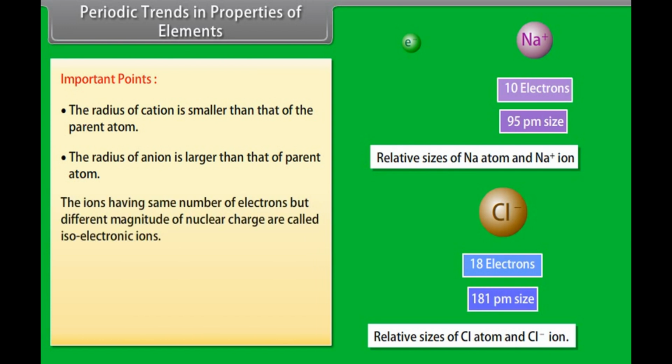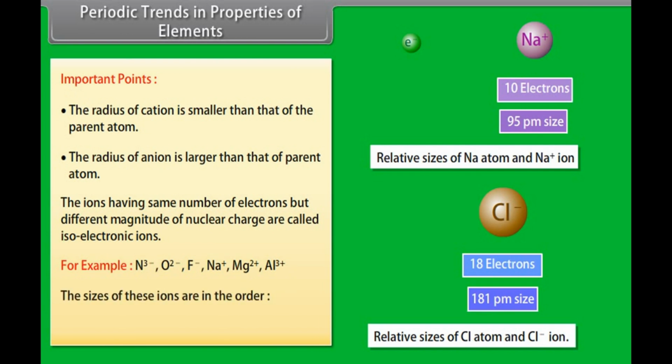The ions having the same number of electrons but different magnitude of nuclear charge are called isoelectronic ions. For example, the size of these ions are in the given order. Ionization enthalpy.